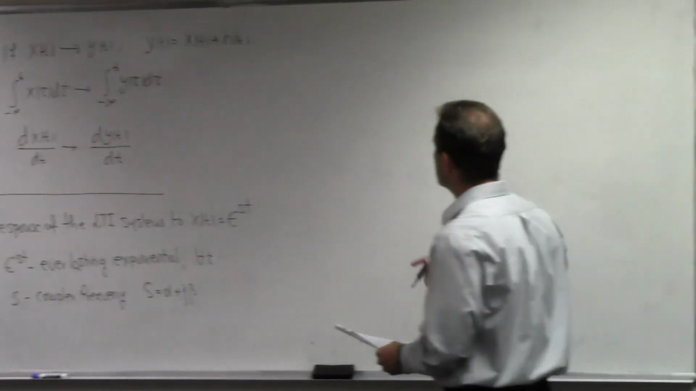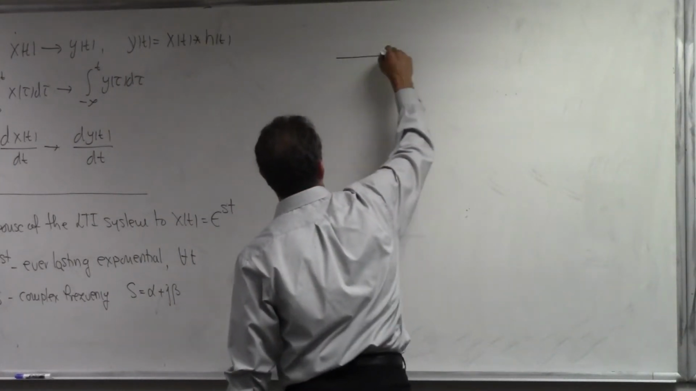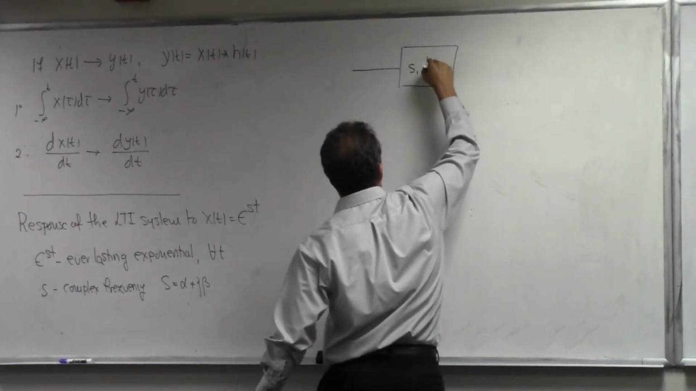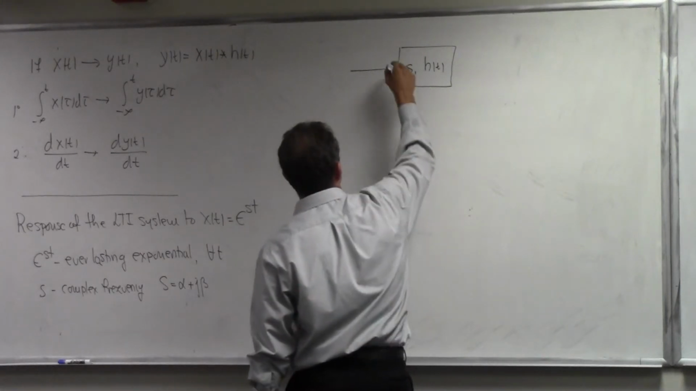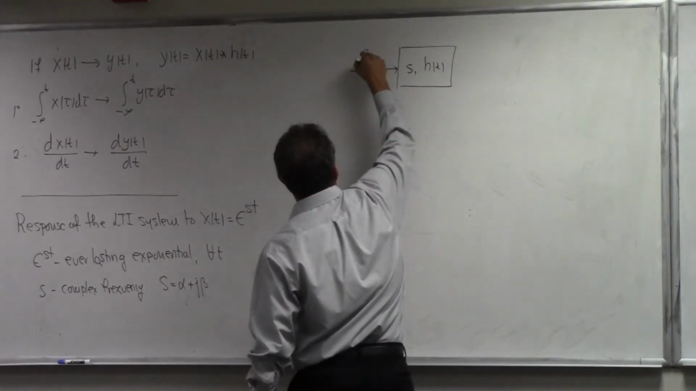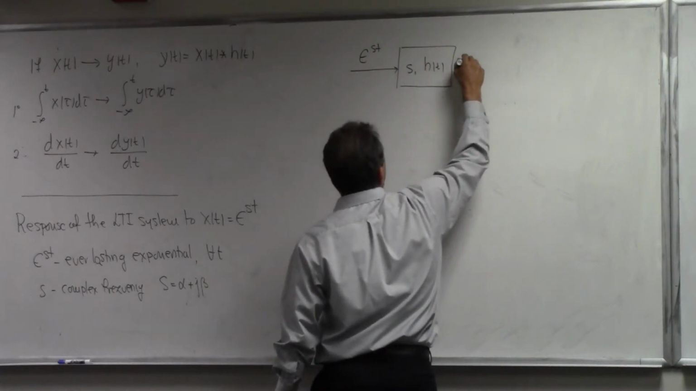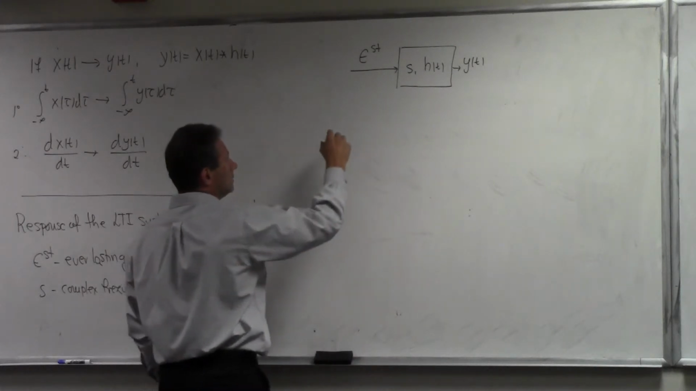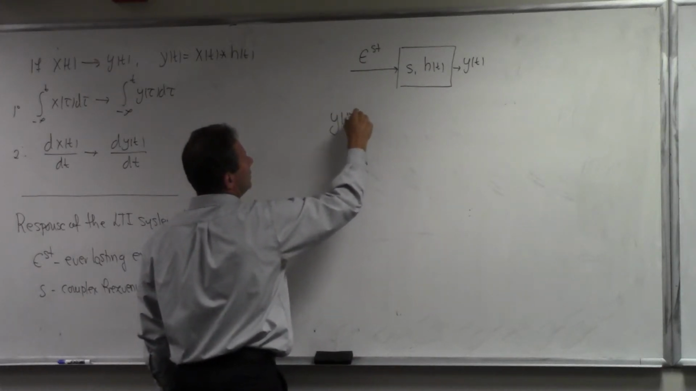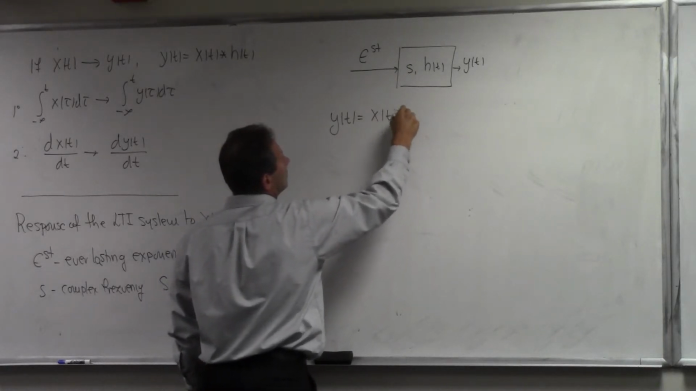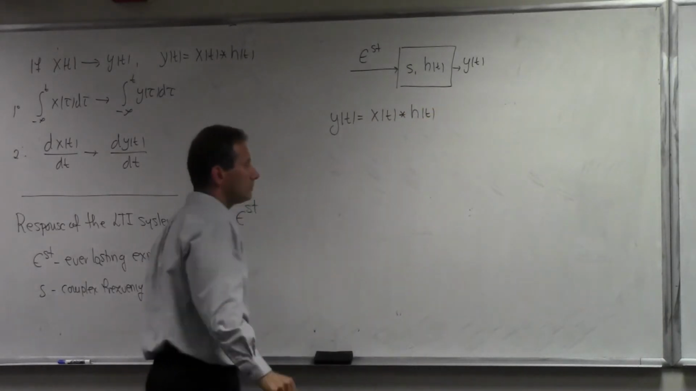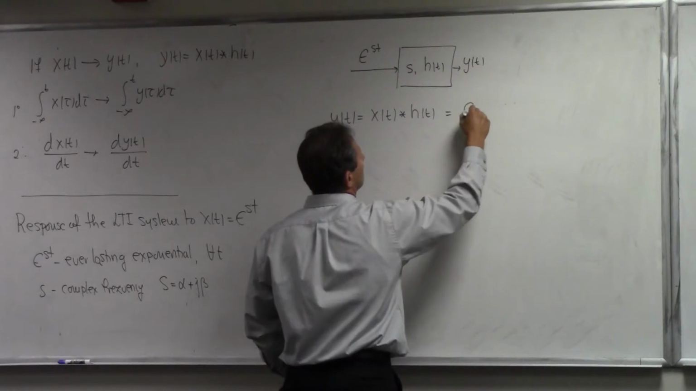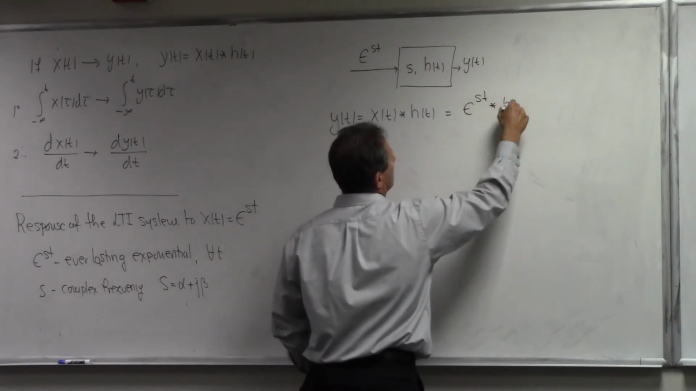Now let's see what happens when I present this signal to a linear system. I have a linear system S, and this linear system has this impulse response h of t. I present e to the st here, and I wonder what y of t is going to be at the output. I don't have to wonder much. I know that y of t is whatever x of t convolved with h of t is. In our case, this becomes e to the st convolved with h of t.